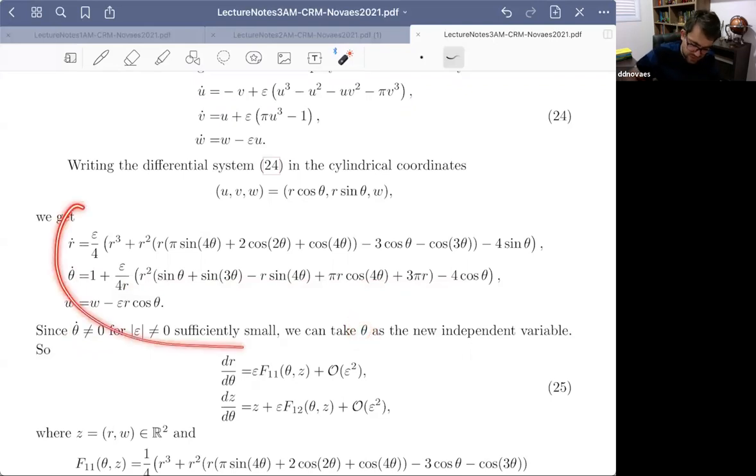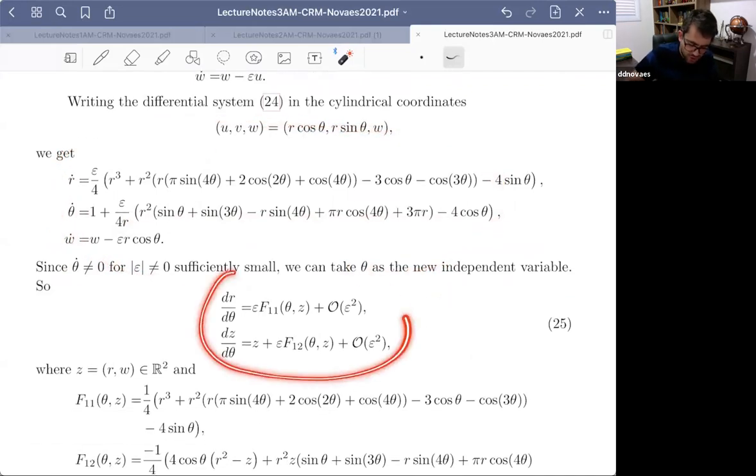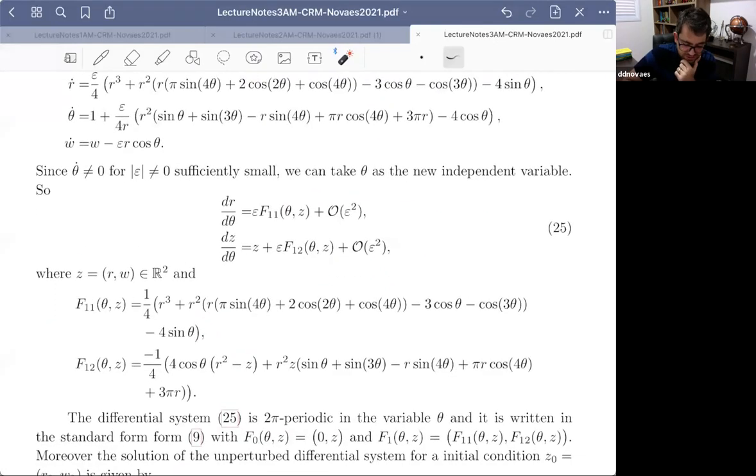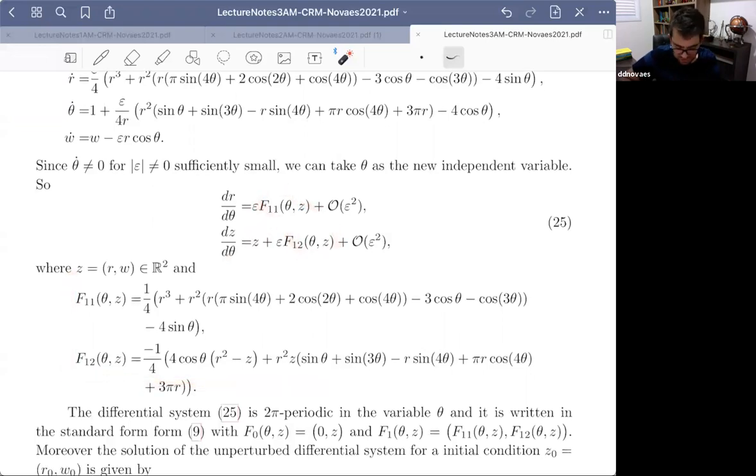So this differential equation can be studied in terms of this differential equation. And you see that for this differential equation, we have a non-trivial unperturbed system, because for epsilon equals 0, we have dr d theta equals 0, but dz d theta is equal to z. The perturbations here are given by these functions.